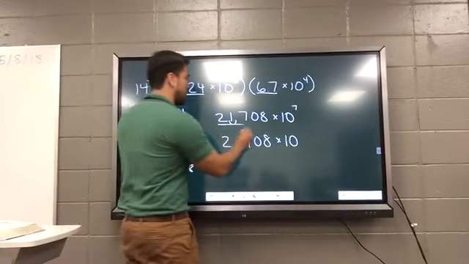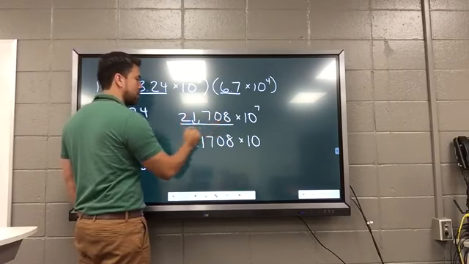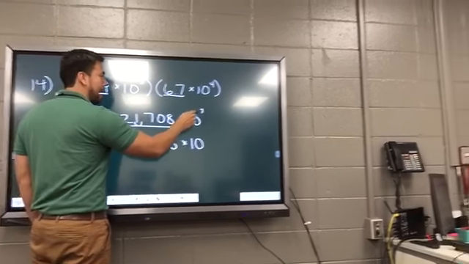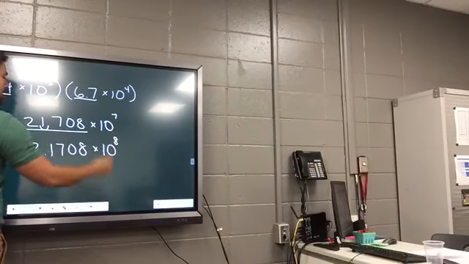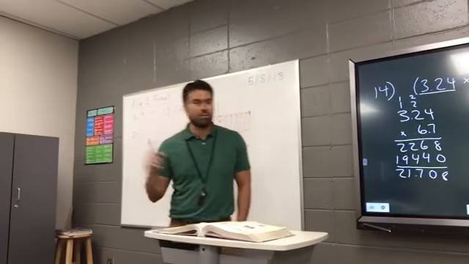But what happened to that exponent? Look at this number right here. 21.708. Is that a big number or a small number? Just this little number right here. It's big. So if I move the decimal once, do I add 1 or subtract 1? Add 1, because I went up. Because that was a bigger number than 1.